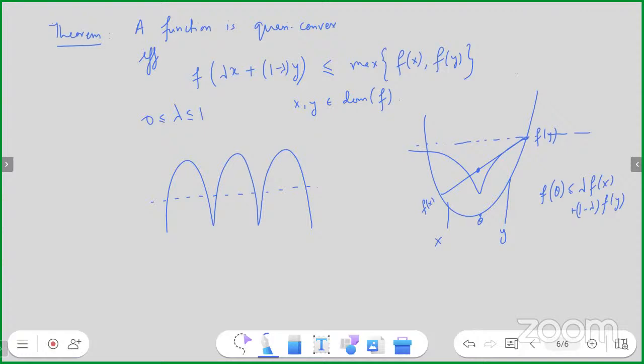Okay. So what's the freedom we really got? Before, we had to lie a bit below the chord. Now we can lie below the larger of the two values. That's the freedom we have given ourselves. Okay, so does anybody see the proof?